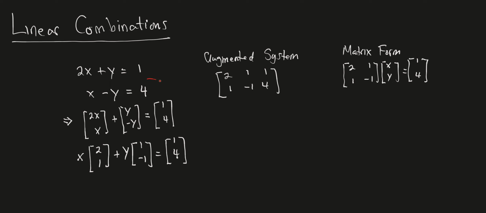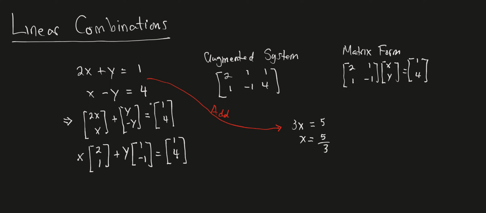I am just going to solve it using, again, very basic methods. If I add these two equations, I'm going to have 3x, right? And then 0y, and then that's equal to 5. So then x is 5/3.